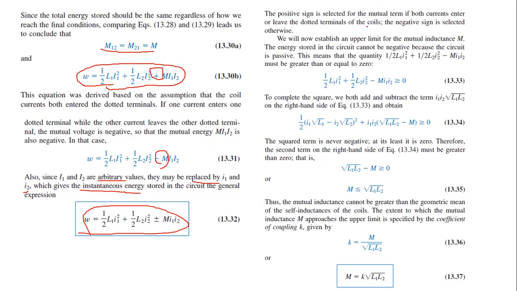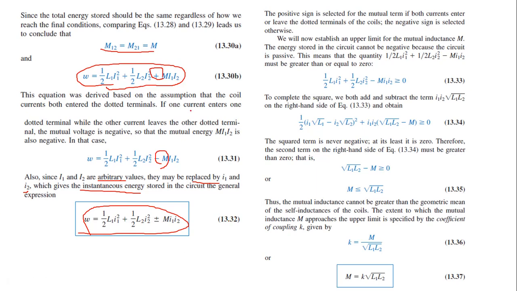So the positive sign is selected for the mutual term if both currents enter or leave the dotted terminals of the coils. If the current in both coils either enters the dotted terminal or leaves the dotted terminal, then we will have plus M. If current enters one dotted terminal and leaves at the other dotted terminal, then we will take minus.